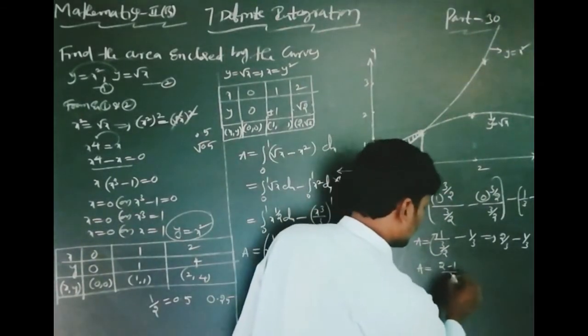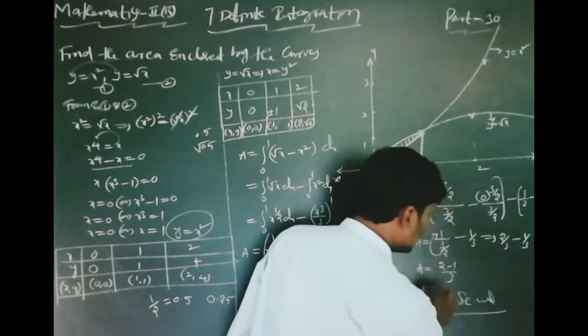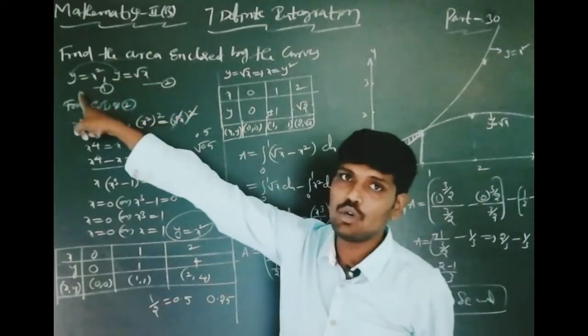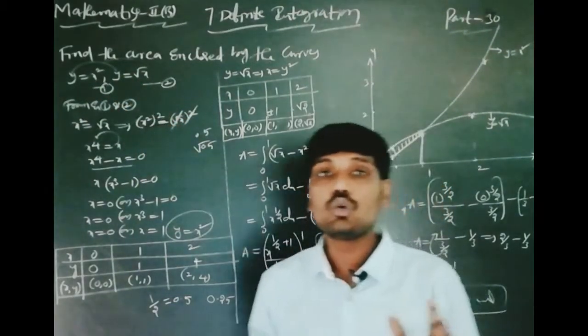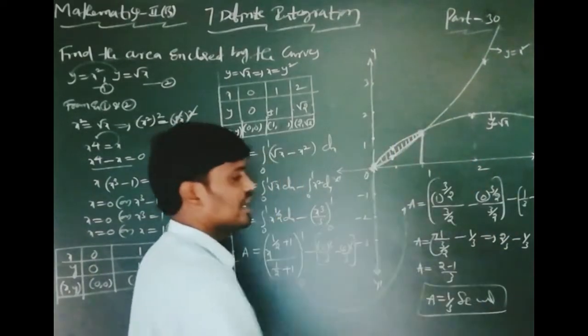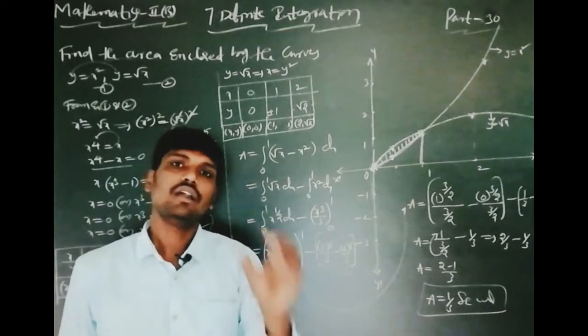2 minus 1 by 3. 2 minus 1 by 3 how much? 1 by 3 square units. This is the area of the curves bounded by y is equal to x square and y is equal to root x in the interval 0 comma 1. This is the bounded area. What is the value? A is equal to 1 by 3 square units.